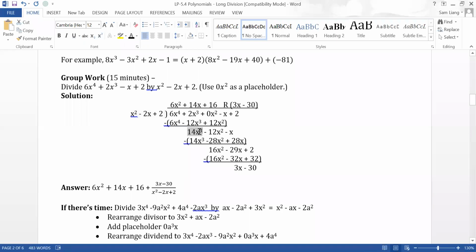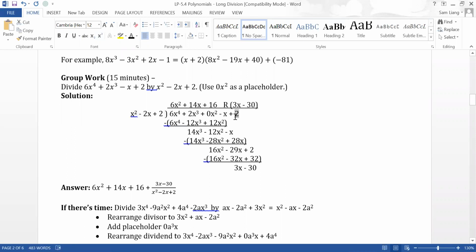We're going to divide again, so 14x cubed, divide that by x squared, you get 14x. So we subtract 14x times this divisor here. So 14x times that is 14x cubed minus 28x squared plus 28x. So we subtract that, you're going to get 16x squared. That's negative 12x squared plus 28x squared. Then negative x minus 28x is negative 29x.